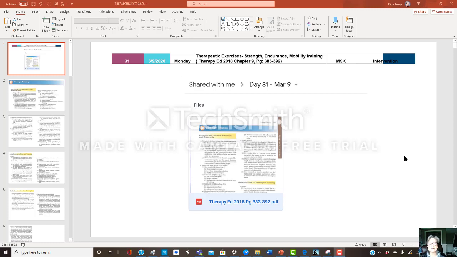Therapeutic exercise, strength, endurance, mobility training from the Therapy Ed 2018 edition, Chapter 9. This is going to be an easy one. We as PTAs probably should know most of this stuff.